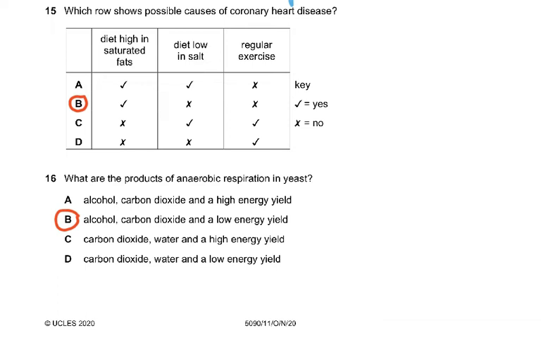Of course, if a person does regular exercise, that helps, and people who take less salt in their diet will also help and will not have a greater chance of coronary heart disease. Then question 16, what are the products of anaerobic respiration in yeast? And that's alcohol, carbon dioxide, and a low energy yield. So yeast always produces alcohol and carbon dioxide, because remember when we're doing bread making and the dough rises, that's because of the carbon dioxide, and it releases less energy. All forms of anaerobic respiration release less energy.